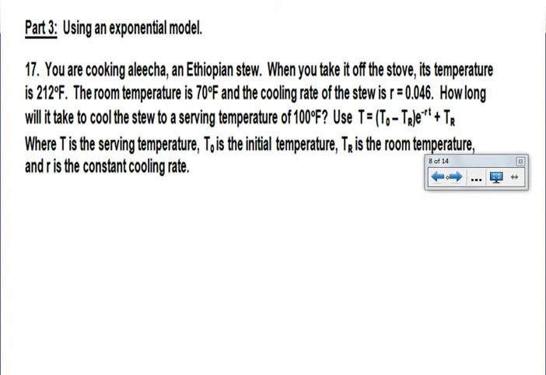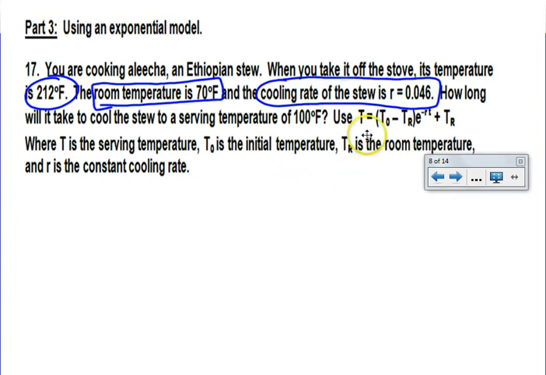Okay, we're going to use an exponential model now to do an application problem. We're cooking a licha, which is an Ethiopian stew. When you take it off the stove, its temperature is 212 degrees. That's boiling. The room temperature is 70 degrees, and the cooling rate is 0.046. How long will it take to cool the stew to a serving temperature of 100 degrees?